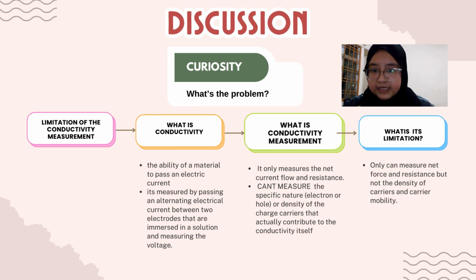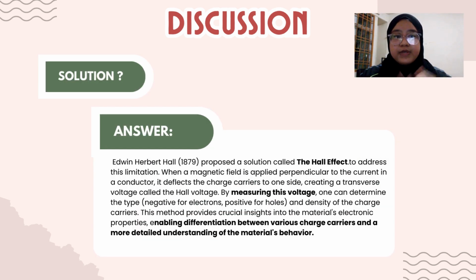So what happened? Edwin Herbert Hall in 1879 proposed a solution called the Hall effect to address this limitation, as I stated before. When a magnetic field is applied perpendicular to the current in a conductor, it deflects the charge carrier to one side, creating a transverse voltage called the Hall voltage.